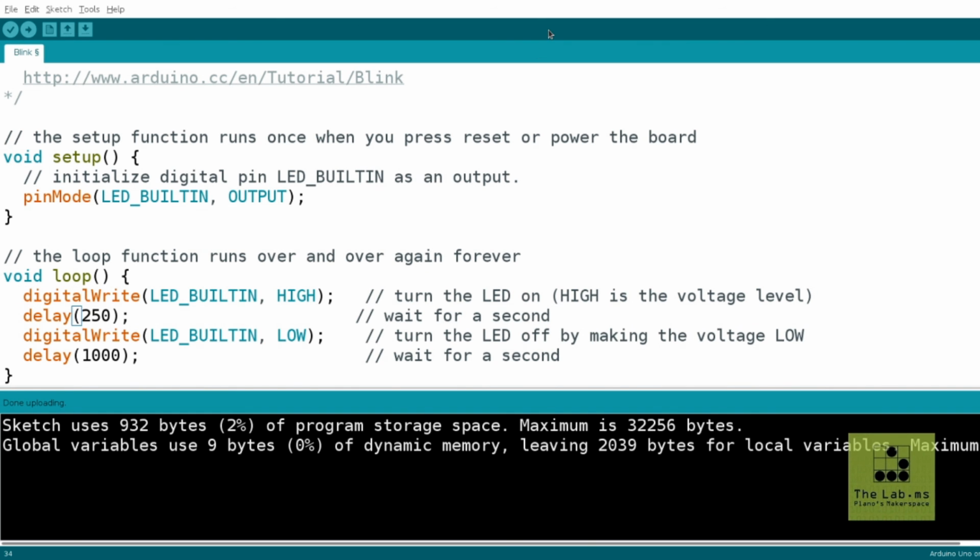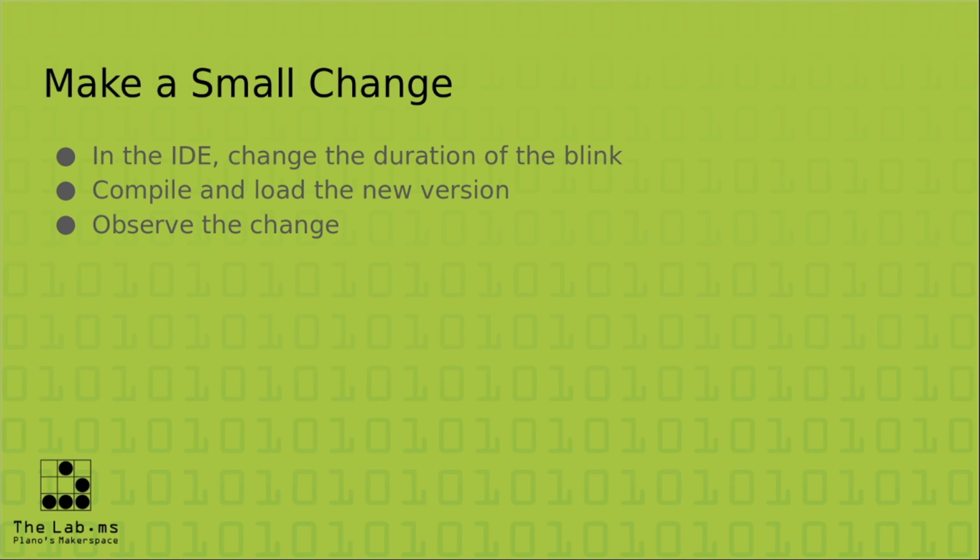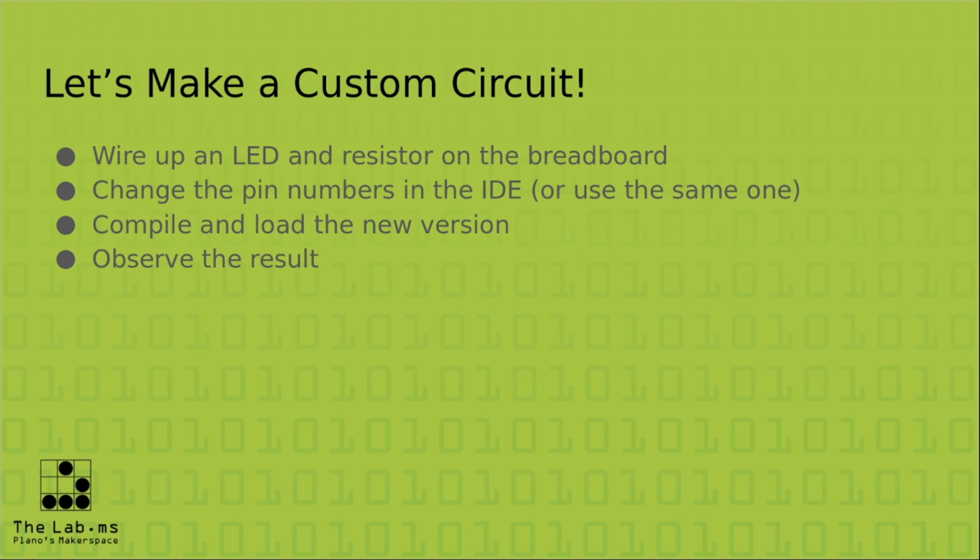Okay, let's transition back over to the slides here. All right, so we've got all that stuff working, and then we just made the small change. We changed the duration of the blink, we loaded it back onto the Arduino, and we saw that it was in fact doing something different. It did take our change. All right, so with that under our belts, let's make a custom circuit.